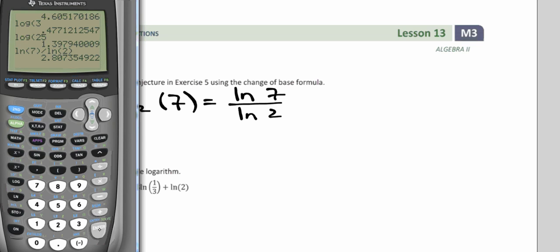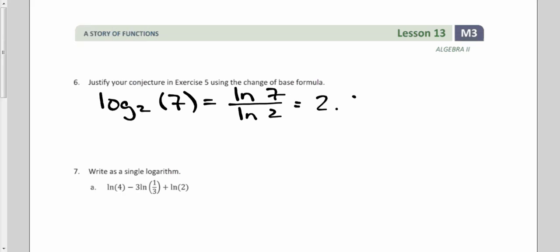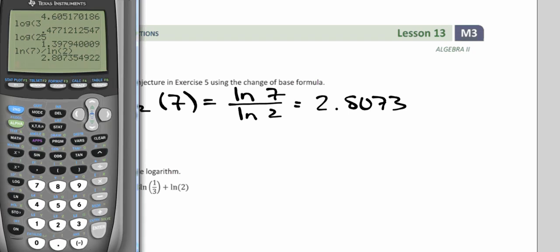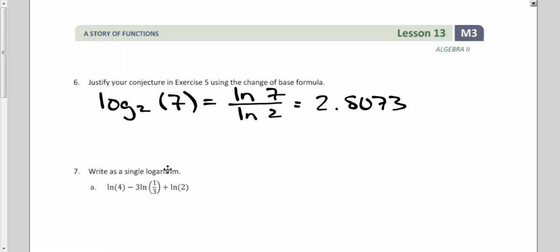And I get 2.8073, which means 2 to the 2.8073 power should give me 7. Let's try that. 2 to the answer power, enter, and I get 7. Look at that. Winner, winner, chicken dinner. So I can use common log or I can use natural log.